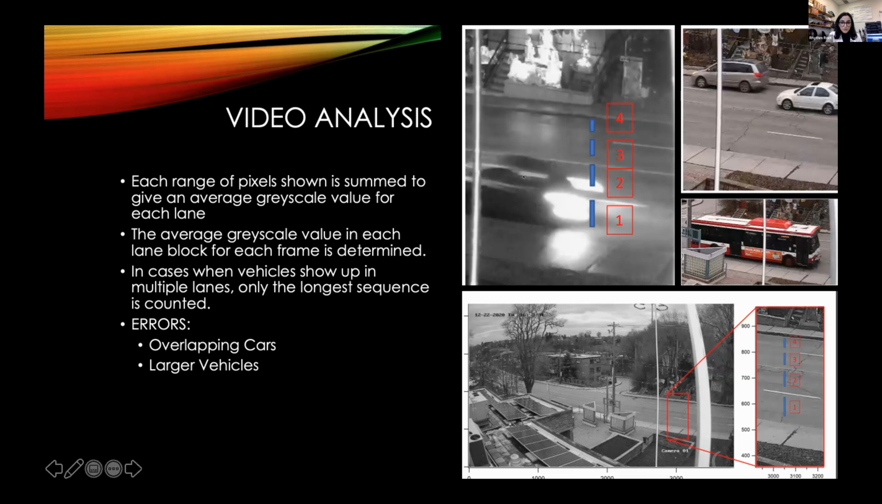So in this example, we have lane 1, 2, 3, 4. And if we have a car in lane 1, you're going to see that the grayscale value changes for all 4 lanes. However, this only takes into account the longest sequence. So the longest change in the grayscale will happen in lane 1. So it'll count that as 1 vehicle. We do have errors that arise with this. So in situations like this over here, where you have lane 3 and 4 and you have overlapping of vehicles, it will only count vehicle 3 because it'll have the longest change.